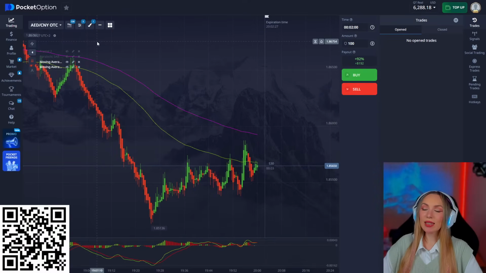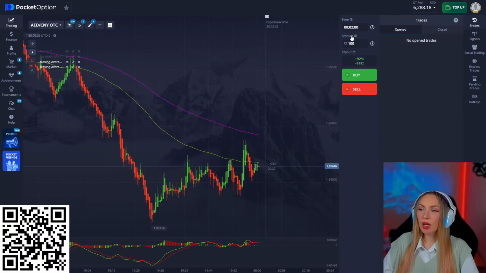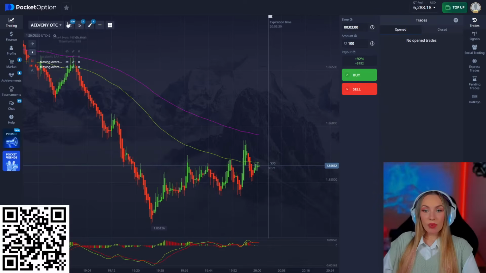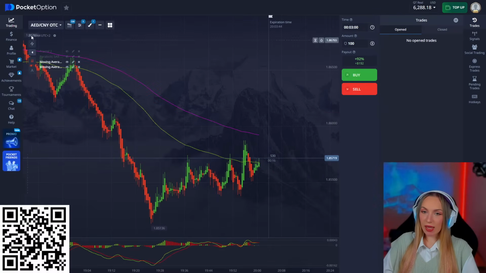And yeah, let's start. As usual, I'm using MACD and 2 moving averages, and of course support and resistance lines. For now, we are just checking if we have any signals. I'm operating on the time frame 30 seconds.